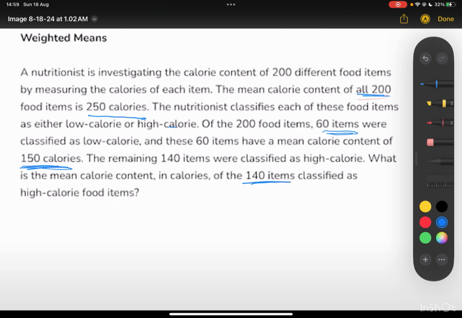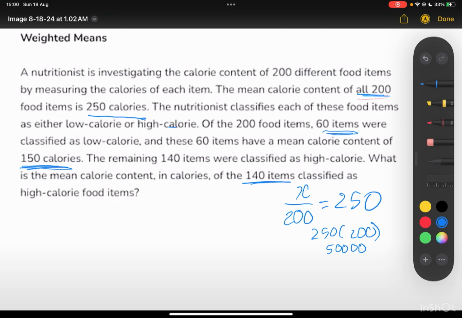So, firstly, we're going to find the total number of calories for the 200 different food items. It's going to be x divided by 200. It's going to be the mean. So, we have the mean of 250 calories. In order to find the total number of calories, we're going to take 250 times 200. When we plug in the calculator, we're going to have 50,000.